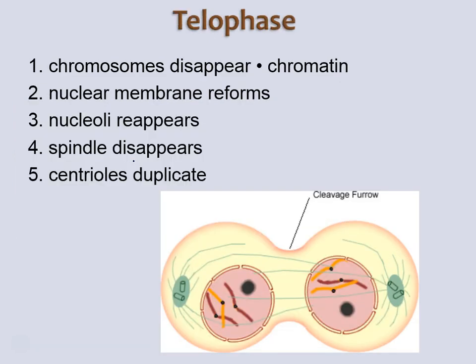Then you get telophase. So now that you've got your chromosomes all the way at the other side, your nuclear envelope is going to start to reform. The nucleoli reappear and your spindle fibers disappear. You'll also see the centrioles duplicate.